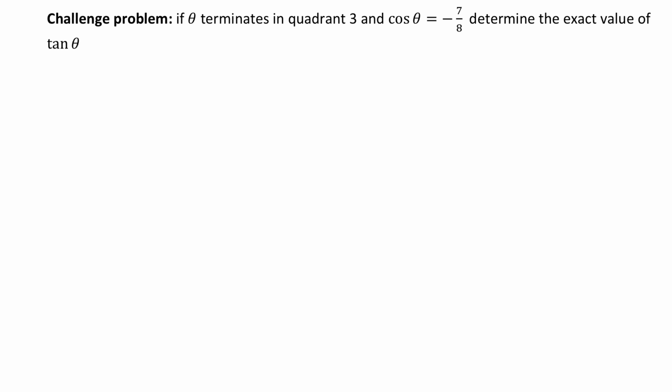Now, what if theta terminated in quadrant 3 and we weren't given the point? We were only told cos of theta was negative 7 over 8. Could we find the exact value of tan? Ooh, this is a little tricky. So I'd encourage you to pause the video and give this one a try. Again, draw a diagram and see what you come up with.